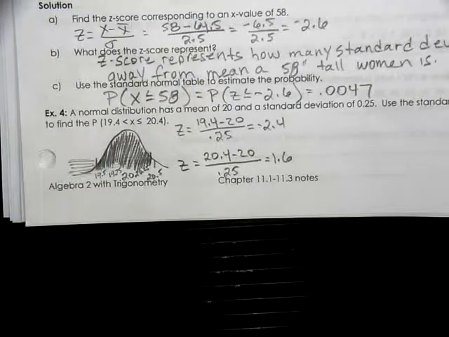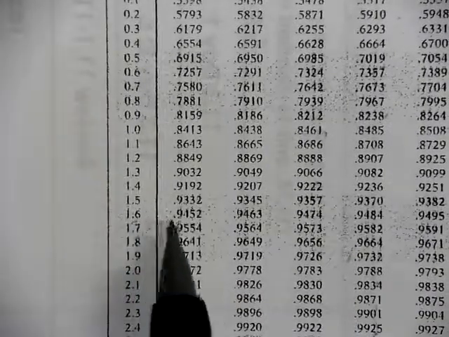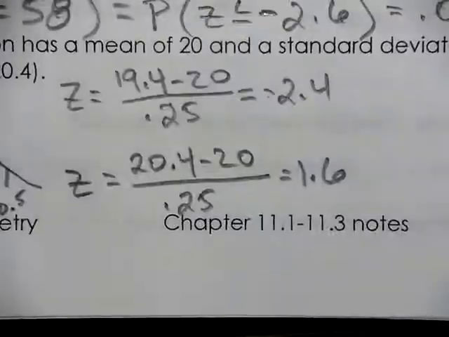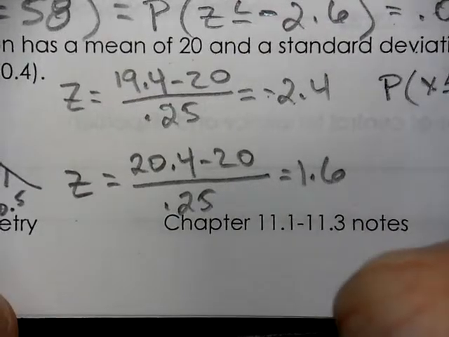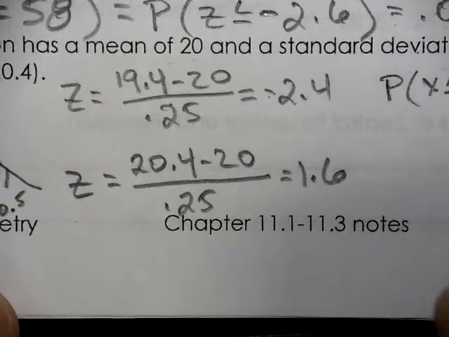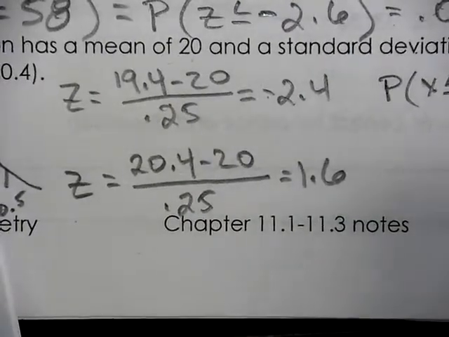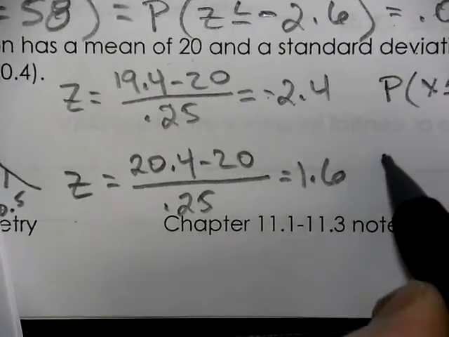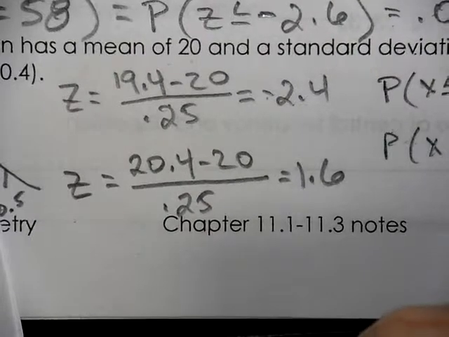So, using your table that was given to you, a little bit more detailed table than what is in the book, we're going to look at 1.6. So you got to look on the positive side. 1.60 is 94.52. So the probability that we find an x value that is less than 20.4, that's the same thing as finding the probability of a z-score that is less than 1.6, which we said was 0.9452.